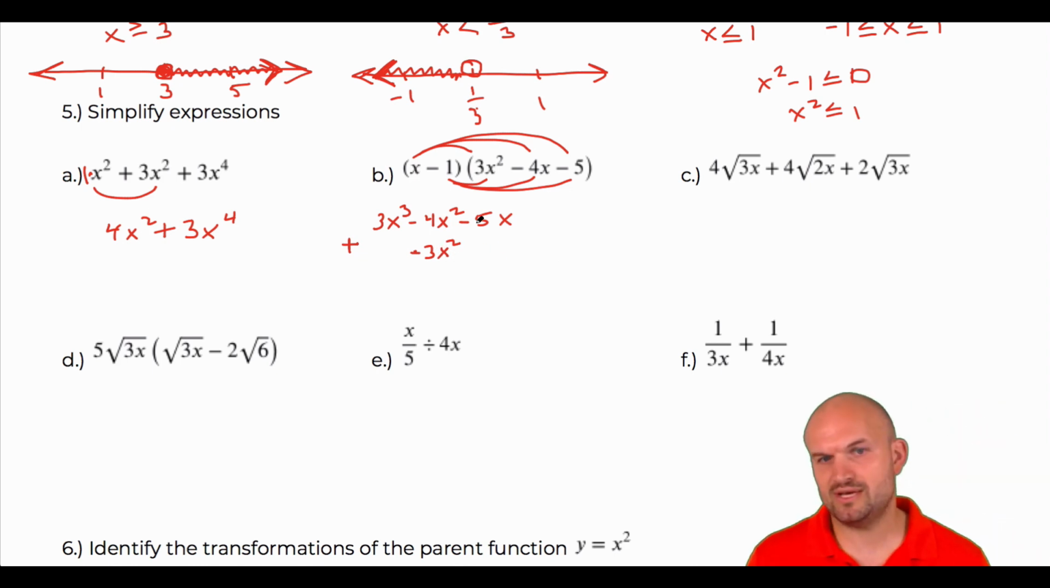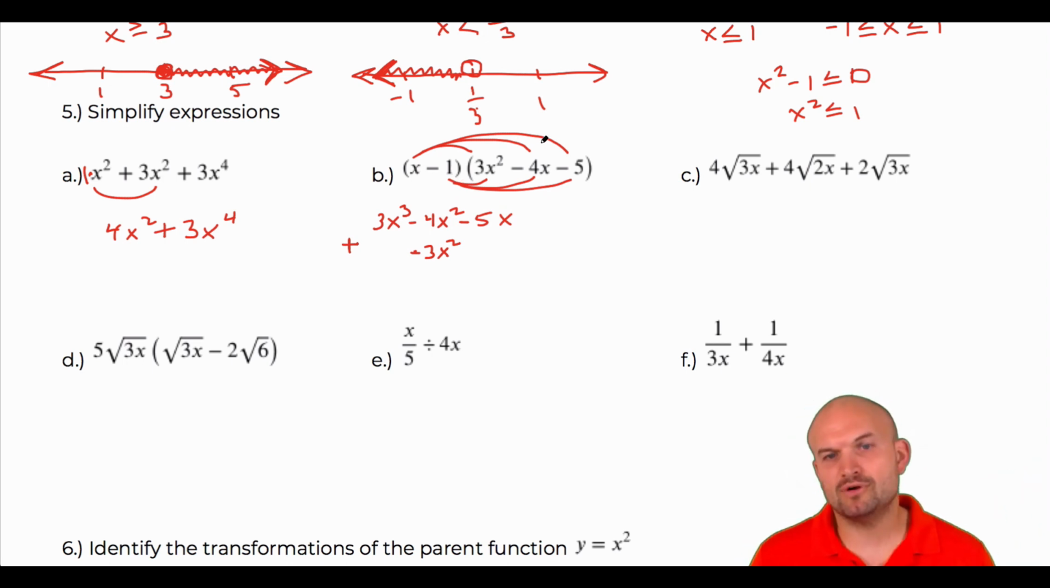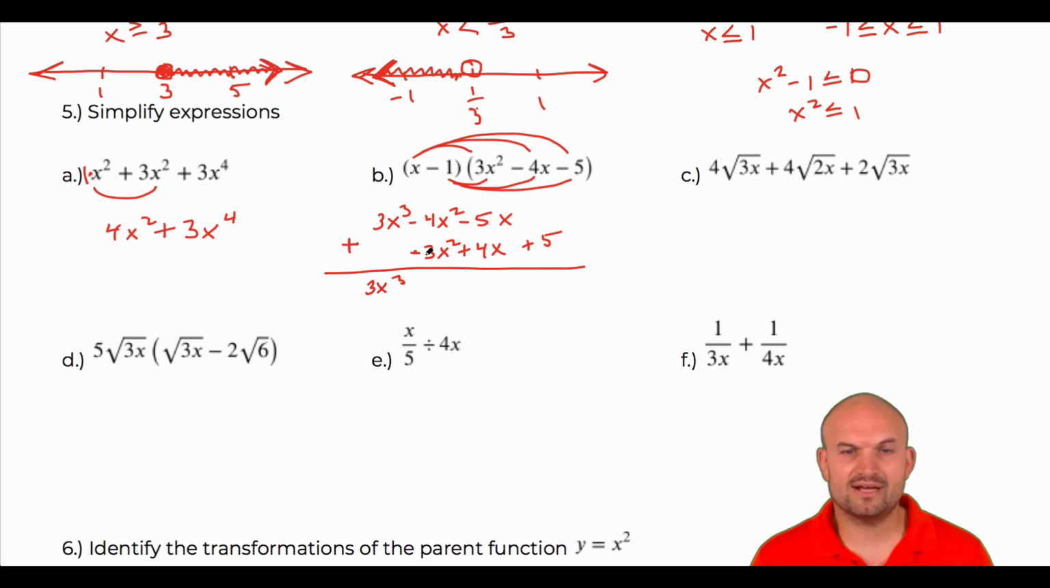You don't have to do it this way. This is just one method that we teach in algebra 2, algebra 1. Negative 1 times negative 4 is going to give me a positive 4x. And negative 1 times 5 is going to be a positive 5. So now, as I combine these two together by adding them, I get 3x cubed. Negative 4x minus 3x is going to be a negative 7x squared. Negative 5x plus 4x is a negative x plus 5.